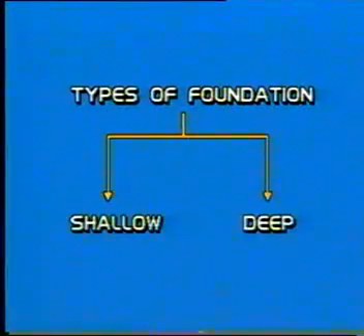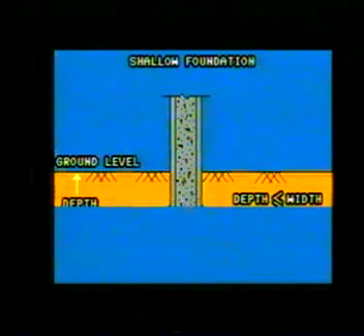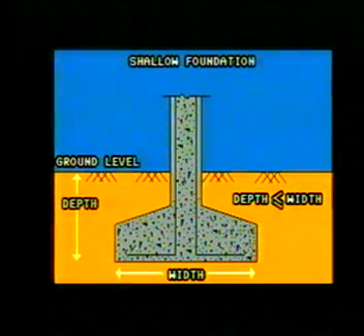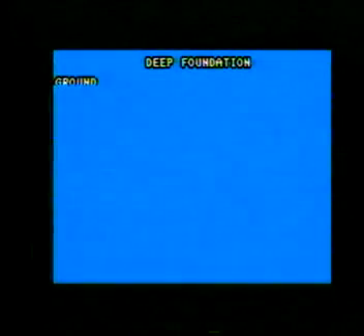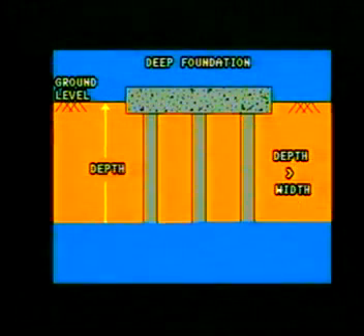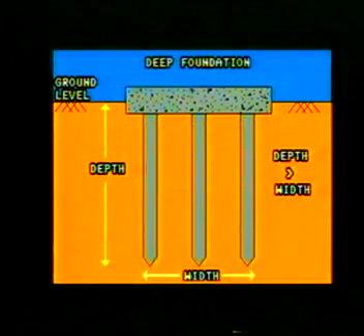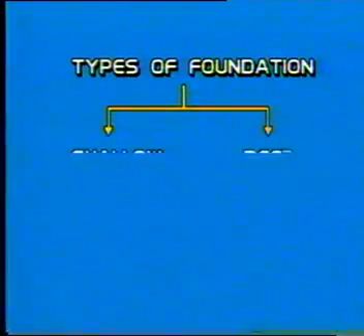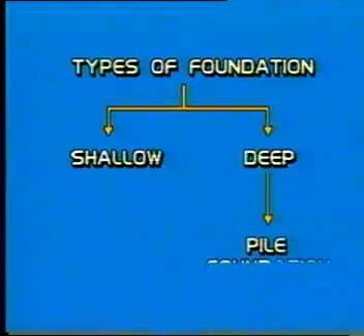Foundations are categorized as shallow or deep. A foundation whose depth is smaller than its width is termed as shallow foundation. In a deep foundation, on the other hand, the depth is greater than its width. Pile foundations belong to the category of deep foundation.